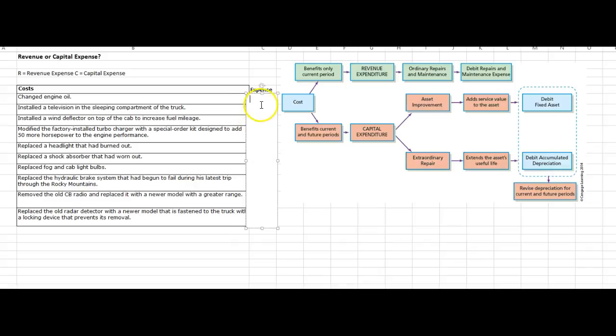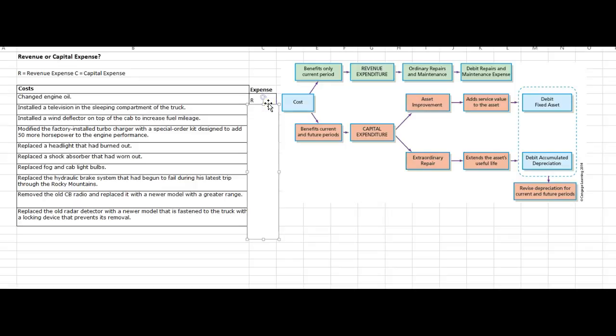So, here are some examples. What if I change the oil? Well, I'm extending the life of it, but only for 3 months, because then I have to change it again. So that becomes a revenue expenditure, or something we cost out right away.